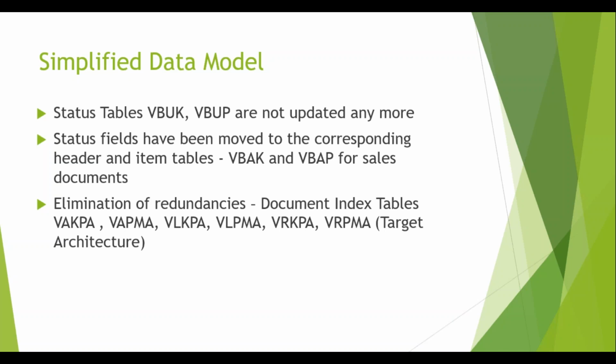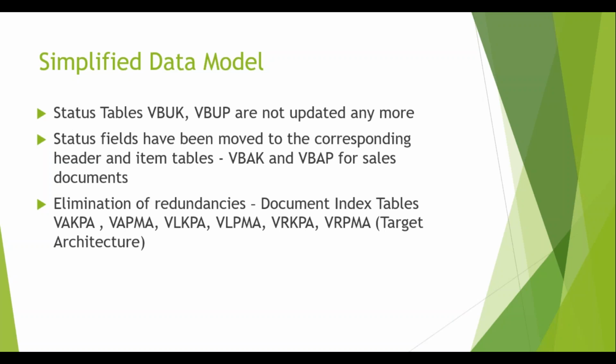VBUK and VBUP will not hold any kind of data. In VBUK, there were fields which were showing the status of sales order, delivery, and billing. So now whatever fields were relevant to sales order will be moved to table VBAK, which is the sales order header table. Whatever fields were relevant to delivery will be moved to delivery header tables. And whatever fields were relevant to billing will be moved to billing header level tables.